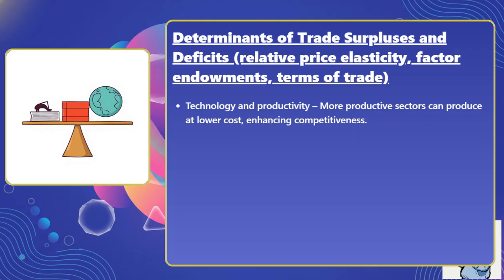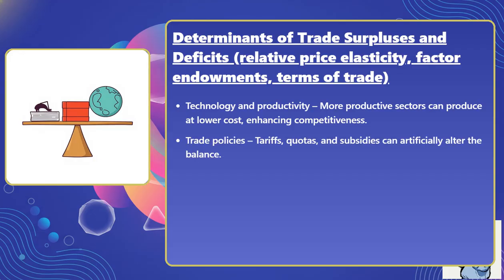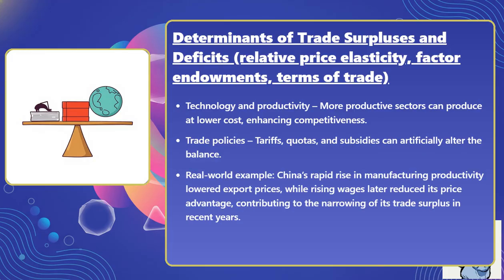Technology and productivity. More productive sectors can produce at lower cost, enhancing competitiveness. Trade policies, tariffs, quotas, and subsidies can artificially alter the balance. Real-world example. China's rapid rise in manufacturing productivity lowered export prices, while rising wages later reduced its price advantage, contributing to the narrowing of its trade surplus in recent years.